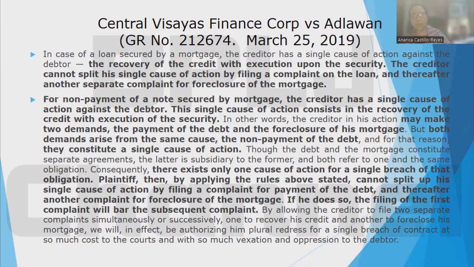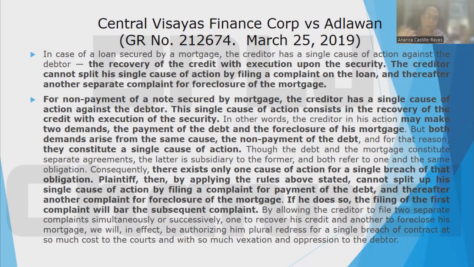The creditor in his action may make two demands, payment of the debt and the foreclosure of his mortgage. But both demands arise from the same cause, non-payment of the debt. And for this reason, they constitute a single cause of action. There exists only one cause of action for a single breach of that obligation. By applying the rules above, you cannot split up the single cause of action by filing a complaint for payment of the debt and thereafter another complaint for foreclosure of the mortgage. If he does so, the filing of the first complaint will bar the subsequent complaint.